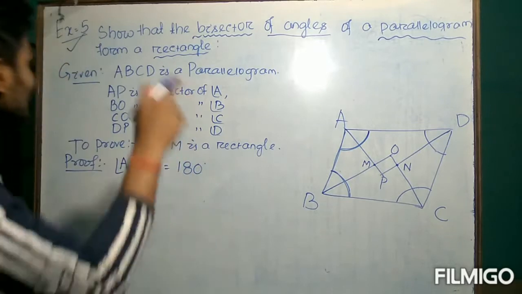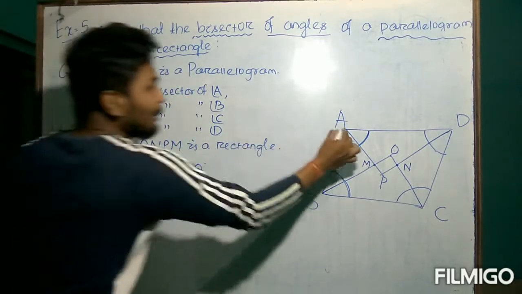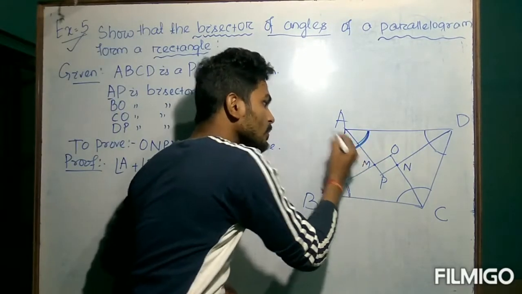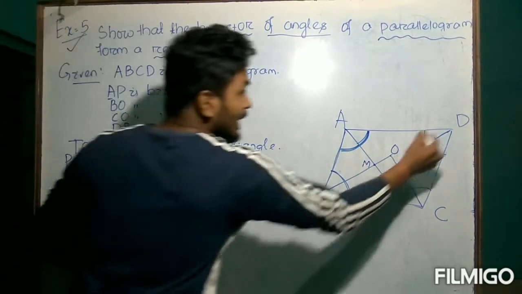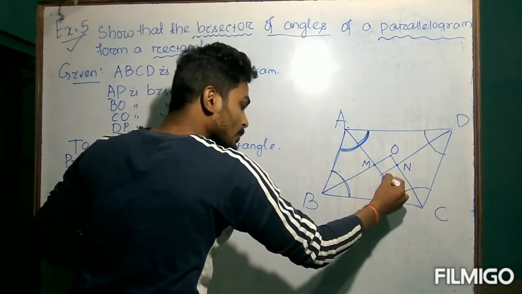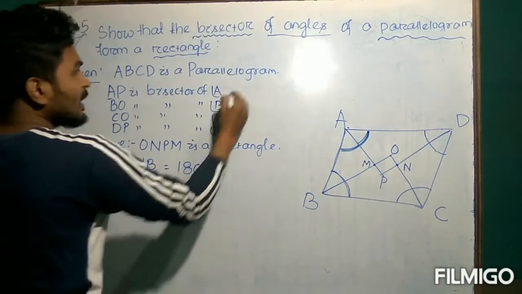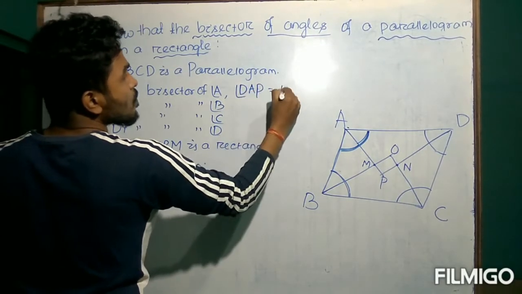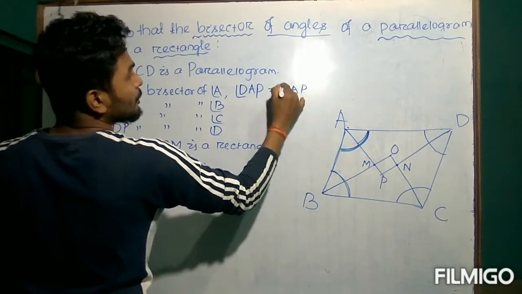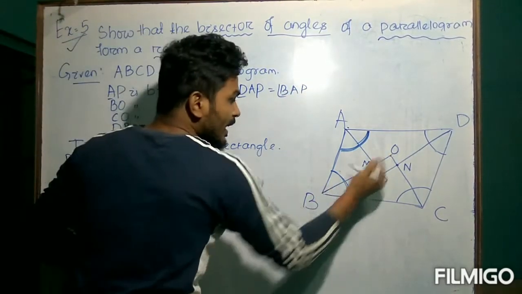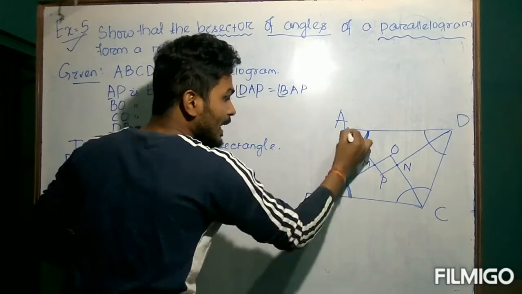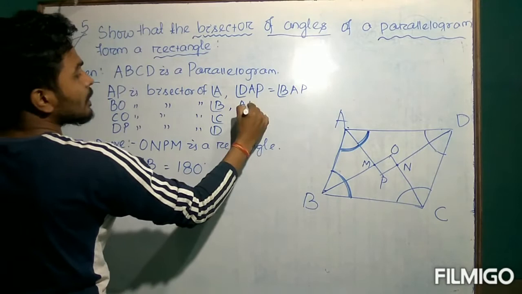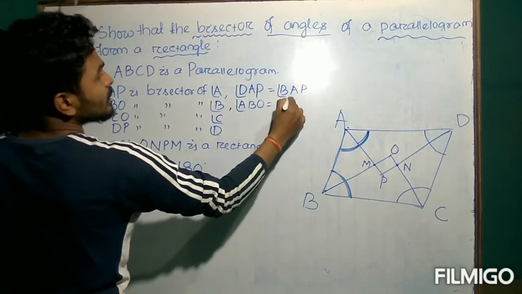Okay. One thing I have forgotten to write. Since AP is the bisector of angle A, it means this angle is equal to this angle. Okay. So we can write angle DAP is equal to angle BAP. Then BO is the angle bisector of this angle. So we can write ABO is equal to CBO.